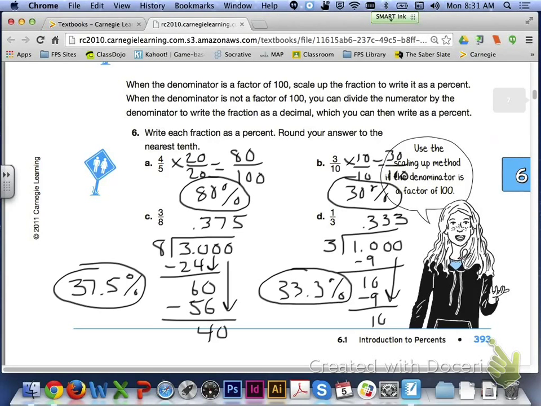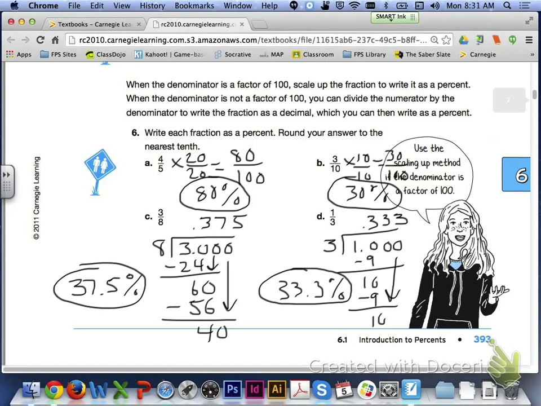Here is what your answers for number 6 should look like. For letter A, you should have 80%. My scaling up factor was 20. For letter B, you should have 30%. My scaling up factor was 10. For letter C, you should have 37.5%. I have the traditional division shown in order to come up with the correct answer. And the same thing for letter D, 33.3%. Remember, it said in the directions to round your answer to the nearest tenth.